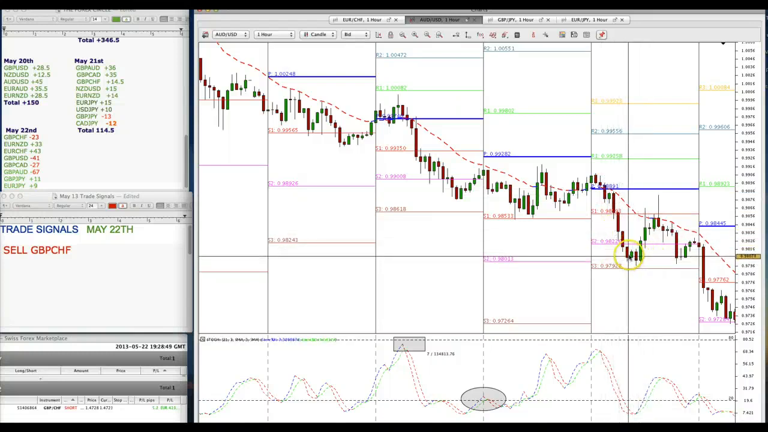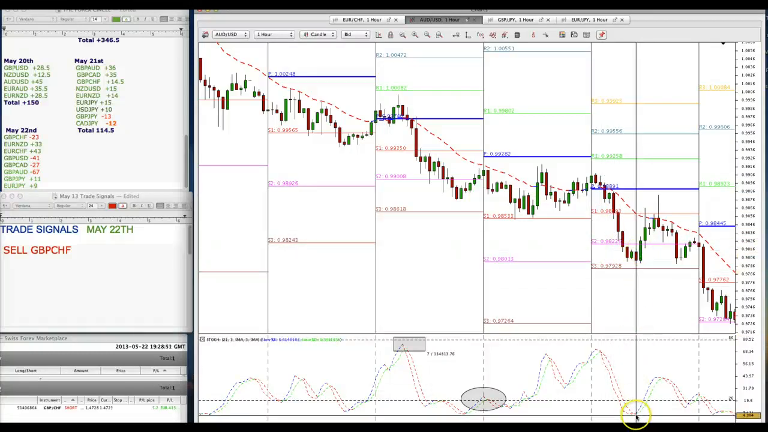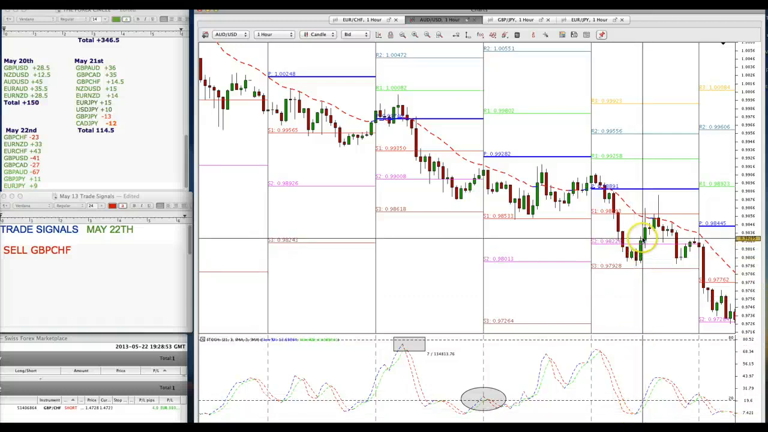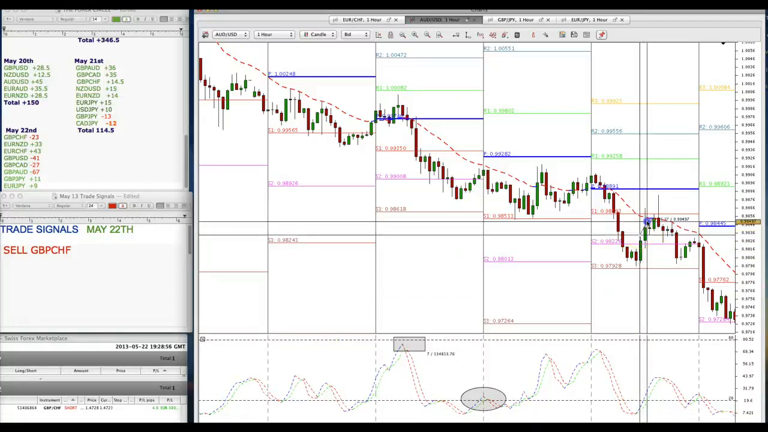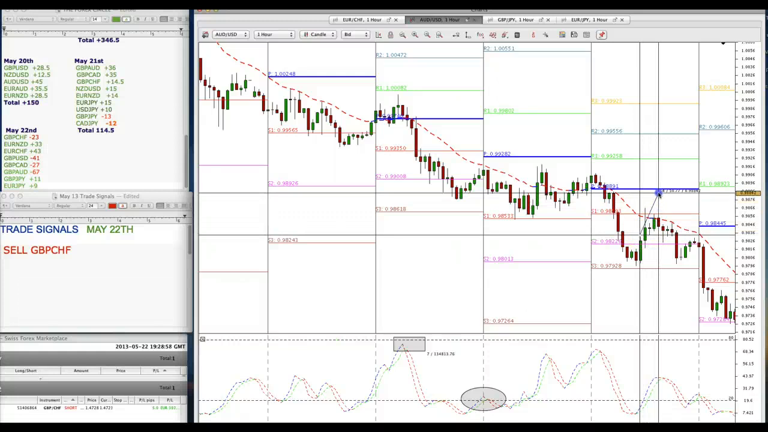Again, the market's oversold. We wait for a color change candle. Stochastics is oversold at the time of entry. And because we're going against a trend, we don't want to stay in this trade very long, but it did go up about 50 pips.